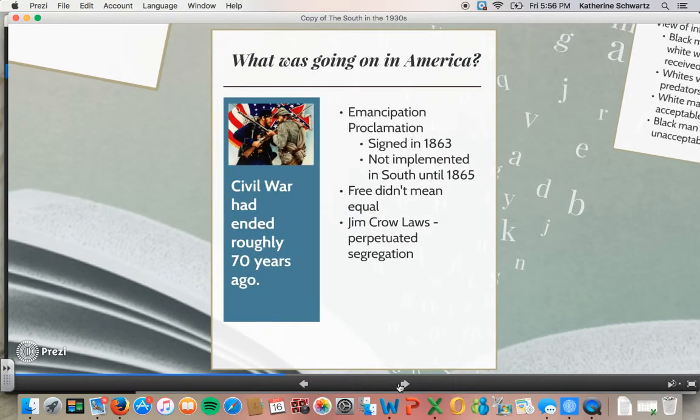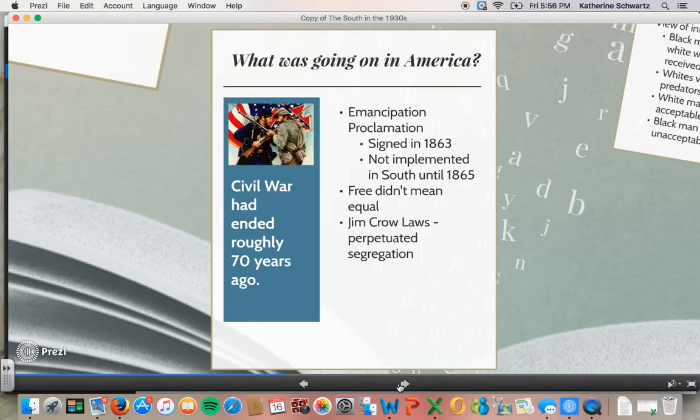So now stepping back a little bit, what was going on in America? The story was written in 1960, but it took place in the 30s. Taking place in the 30s, the Civil War had ended about 70 years ago. The Emancipation Proclamation that freed slaves was signed in 1863 by Abraham Lincoln. However, in the South, it was not implemented until about 2 years later.